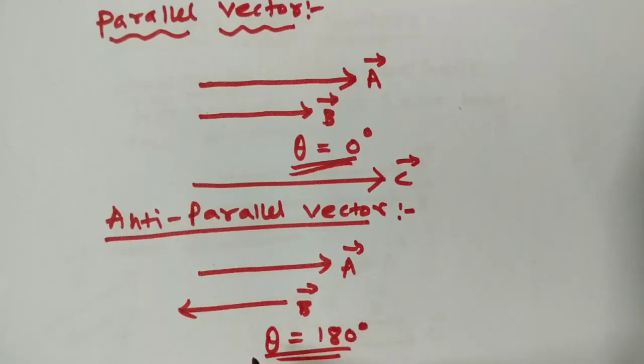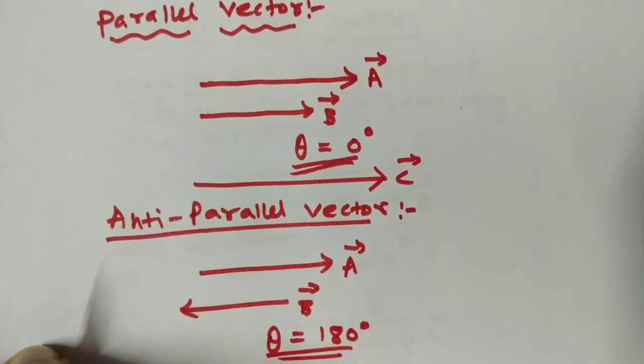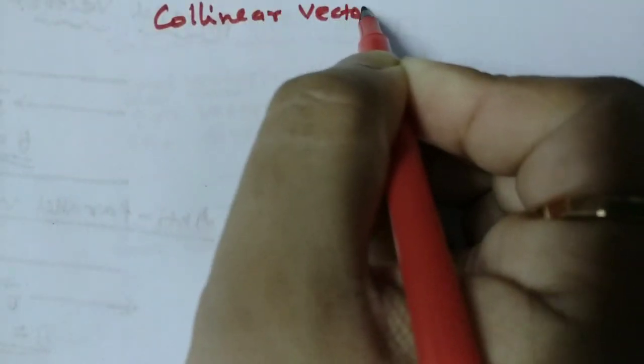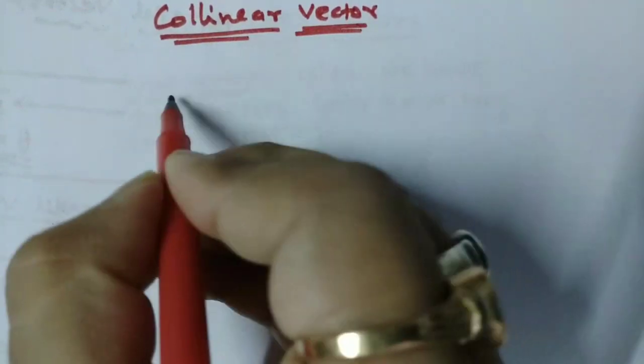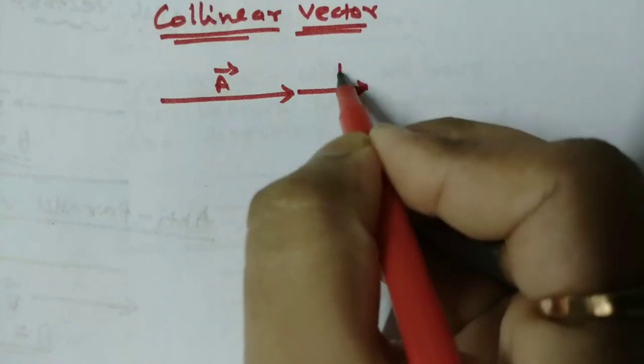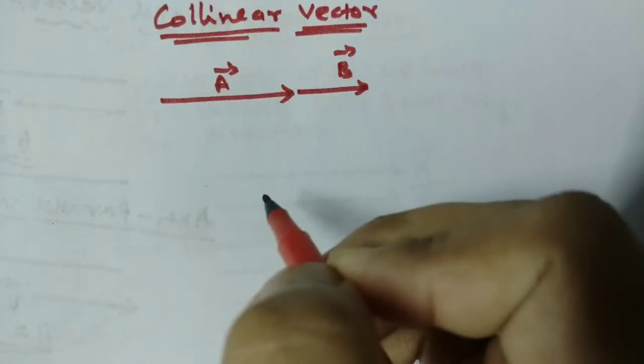Okay, so next we have the concept of collinear vector. Okay, so let's see what is collinear vector. So this is very important, collinear vector. Collinear vector means suppose we have a vector like this and say we have another vector like this. So here you can see that these two vectors are lying on the same line.